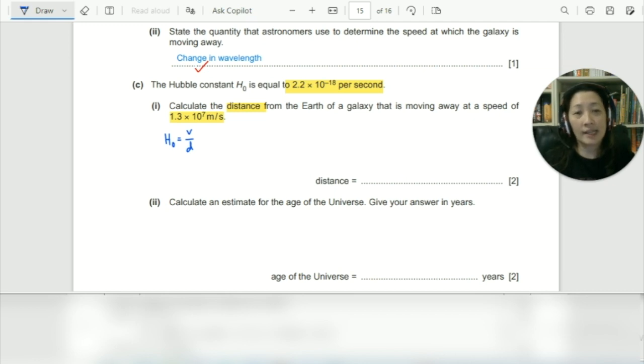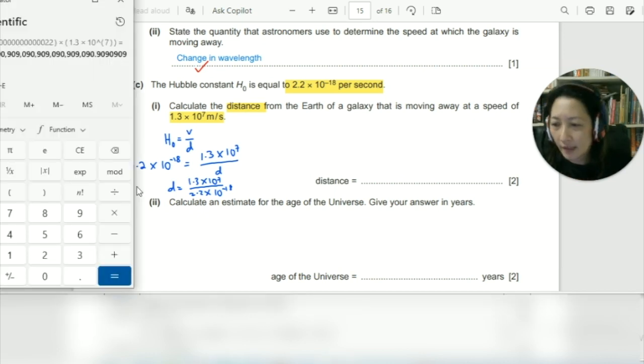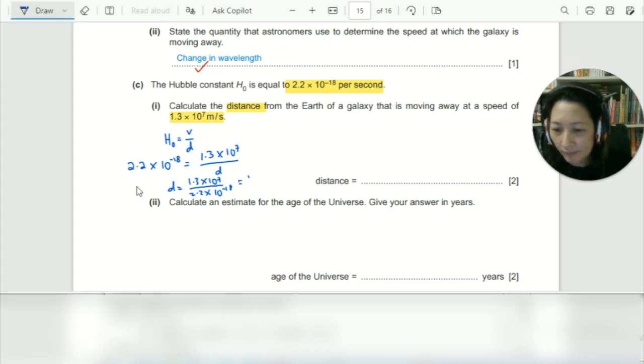All we need to do is substitute the values in. So that's 2.2 times 10 to the power of negative 18. v is 1.3 times 10 to the power of 7, and d is unknown. So to find d, we're going to swap this out. So d would be 1.3 times 10 to the power of 7 divided by 2.2 times 10 to the power of negative 18. This should give us about 5.91 times 10 to the power of 24 meters.